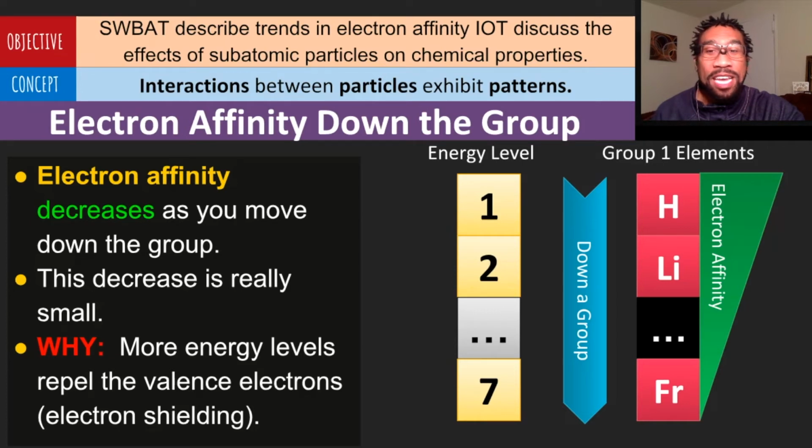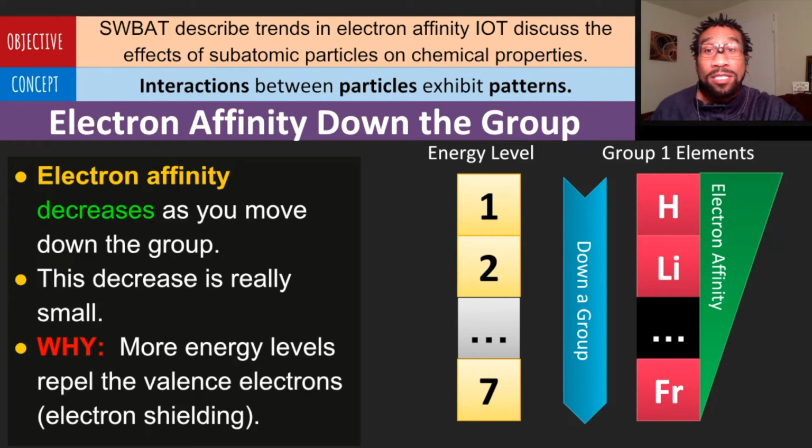Simply because as you add more energy levels, the energy levels actually repel valence electrons, which is the electron shielding effect. And the result is that you're just not as excited about receiving electrons when you have so many energy levels or such a high degree of electron shielding. Okay. So again, it's like eating too much cake. You've had too much, you're not excited about having more.